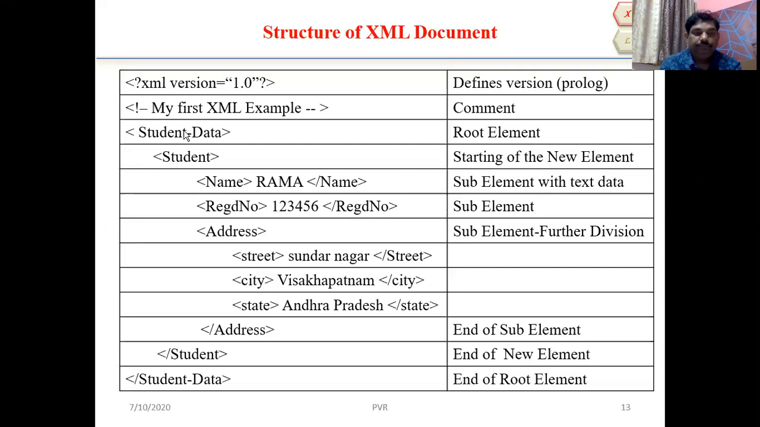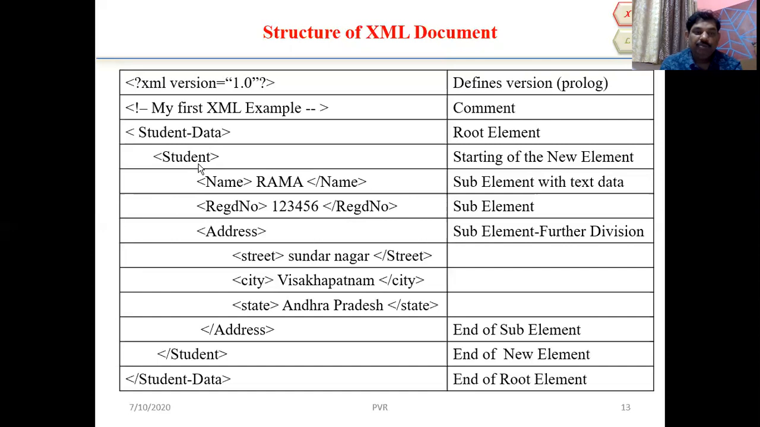Then coming to the less than, and I'm writing the student data. I'm creating one folder, student data. This is the root element. From root it's creating the child. Here, student means one child student.